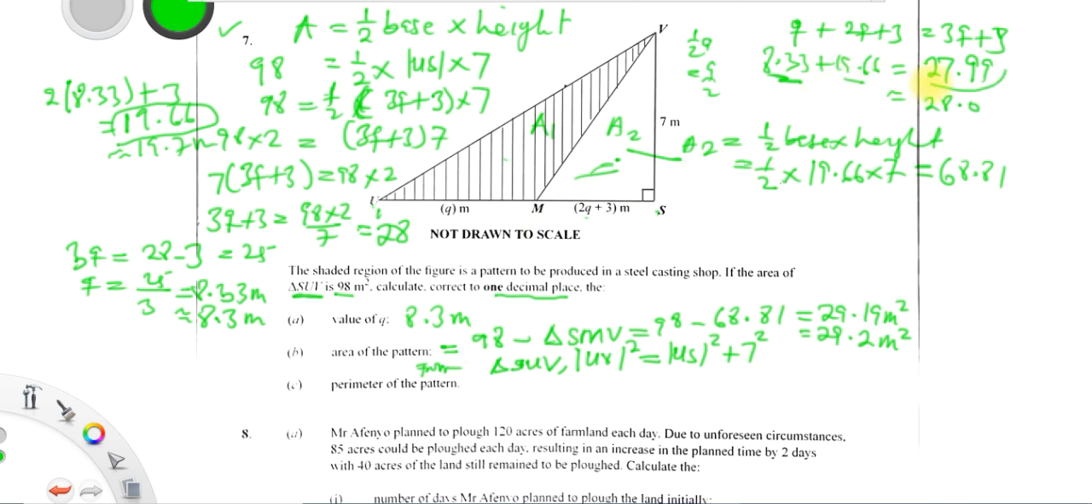When we added, we got 27.99. So this is equal to 27.99 squared plus 7 squared, which is 49. Have you seen? That is what we are having. So what is 27.99 squared? It is the same as 27.99 times 27.99.